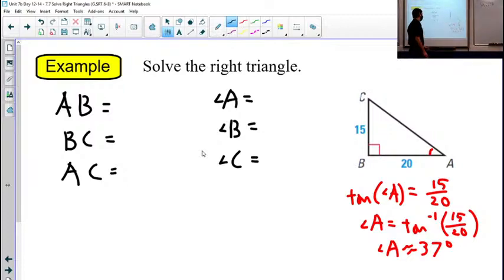We already know most of them because it already gave me A to B and told me that's 20. It already gave me B to C and told me it was 15. It already gave me angle B. It's a right angle, so a right angle's got to measure 90.